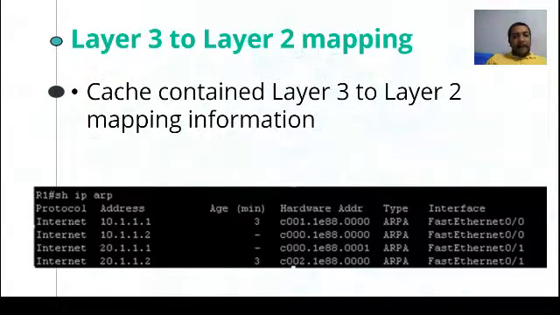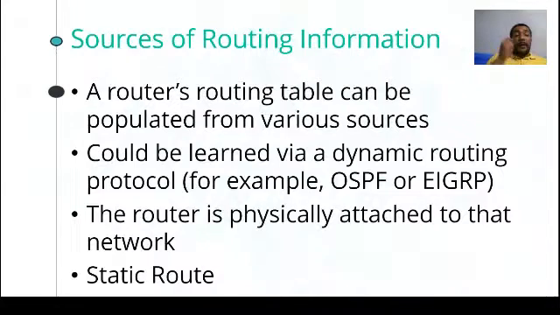Ito yung ating ARP cache. Okay? Yung mga routers natin, they have this, as well as yung ating mga host devices. So it's layer 3 to layer 2 mapping. We call it the ARP or address resolution. So some of the sources of routing information would be, it can be learned by a dynamic routing, physically attach yung router natin or connected network siya, and as well as the static route.